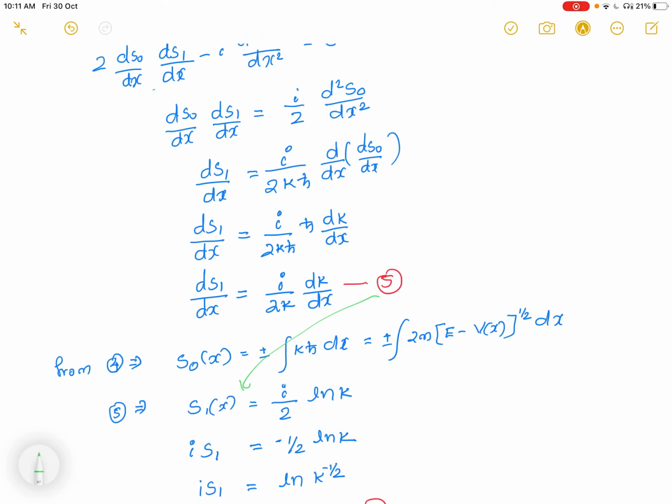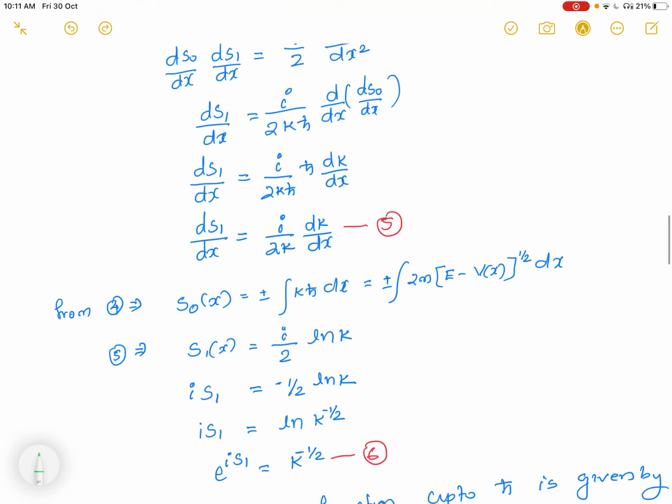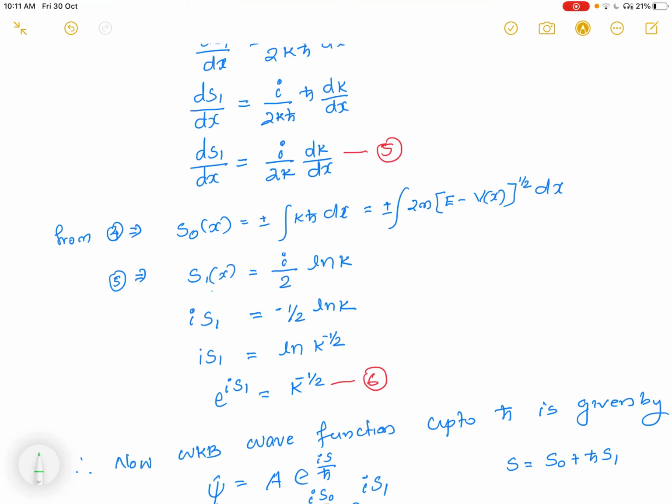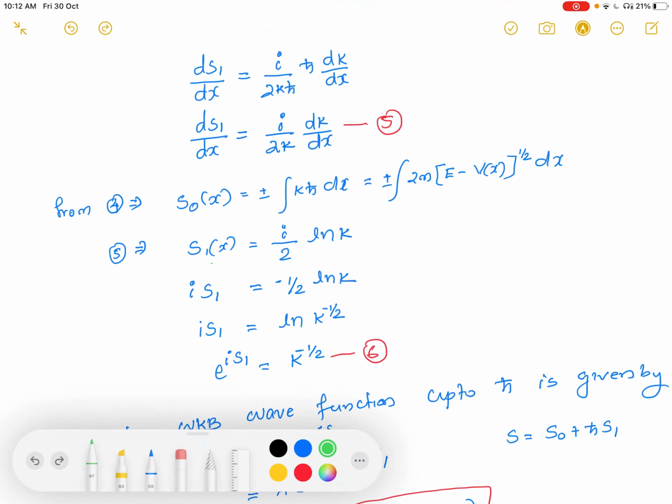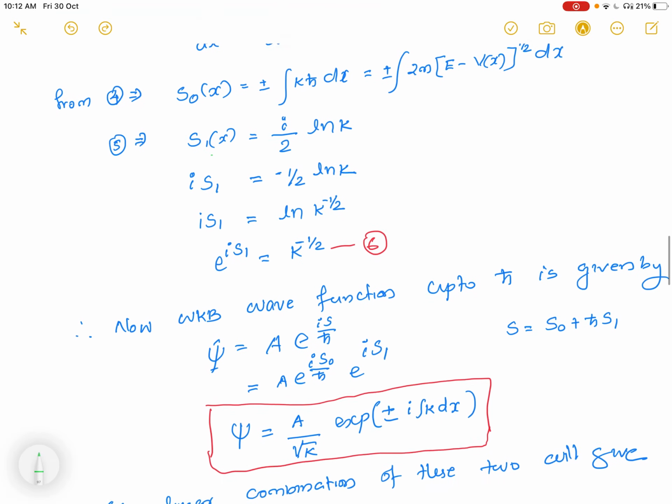From equation number 5 I get s1 of x as the integration of i by 2k into dk by dx. dk by k integration will become log k. So s1 of x is equal to i by 2 into log k. I just multiply with i: i s1 is i into i by 2 log k, which is minus half log k. So i s1 is nothing but minus half log k, because in the logarithmic rule a raised to b is equal to b into log a. Using that, log of 1 by root k. So e raised to i s1, I take an exponential here, e raised to i s1 is equal to 1 by root k. Now I have s1 and s0 form.